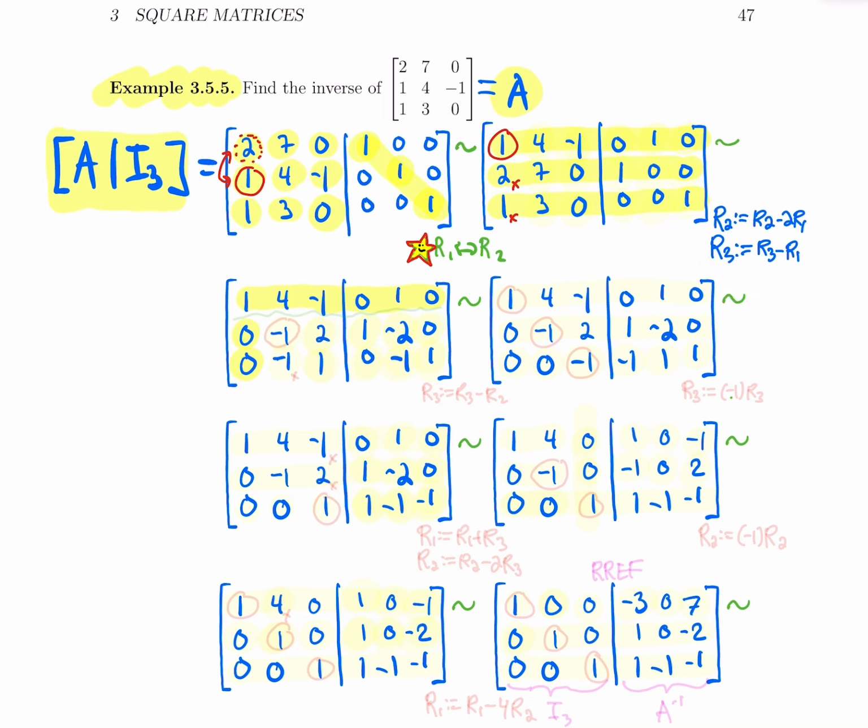Now when I do my operation, 7 minus 2 times 4, that's minus 1. 0 minus 2 times minus 1 is going to be plus 2. 1 minus 2 times 0 is 1. 0 minus 2 times 1 is minus 2. And 0 minus 2 times 0 is 0. Then again for the third row, of course, 1 minus 1 is 0. 3 minus 4 is minus 1. 0 minus 1 is plus 1. 0 minus 0 is 0. 0 minus 1 is minus 1. And 1 minus 0 is 1.